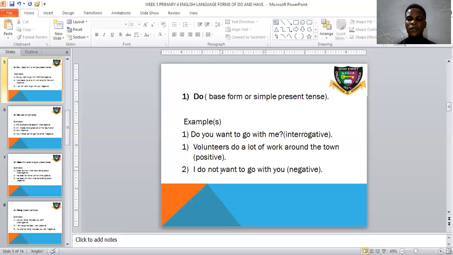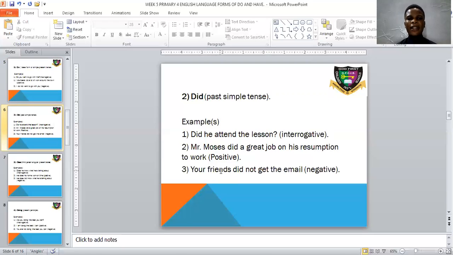Good. Now, let's go to the second form, which is did. Don't forget that did is the past simple tense, isn't it? Did is a past simple tense. Examples now. Did he attend the lesson? Is a question. Don't forget that the lesson has been concluded already, so it is now in the past. The lesson was done in the past. Now the question comes up: did he attend the lesson?